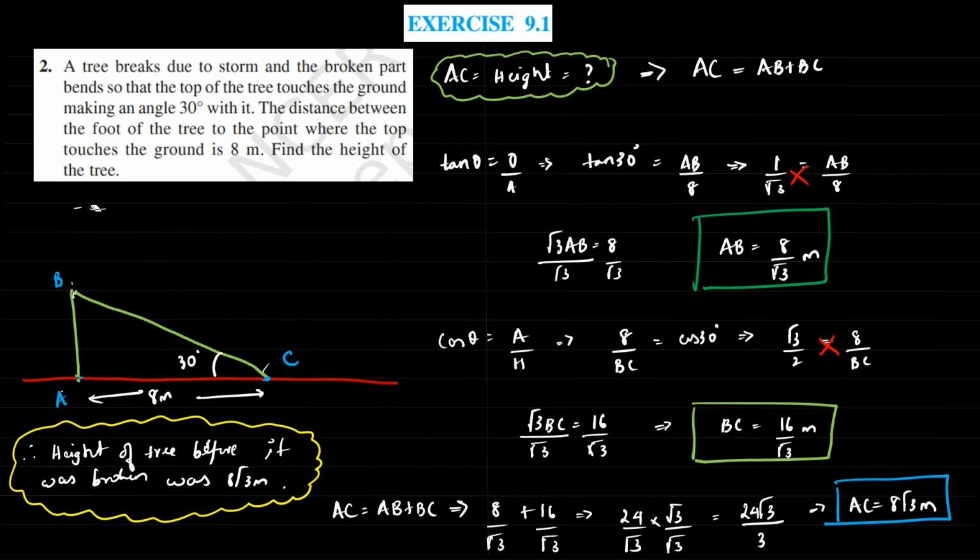Now, how do I find out the value of AC directly? There is no way I can find out the value of AC. So I have split this and written it down as AB plus BC, right?